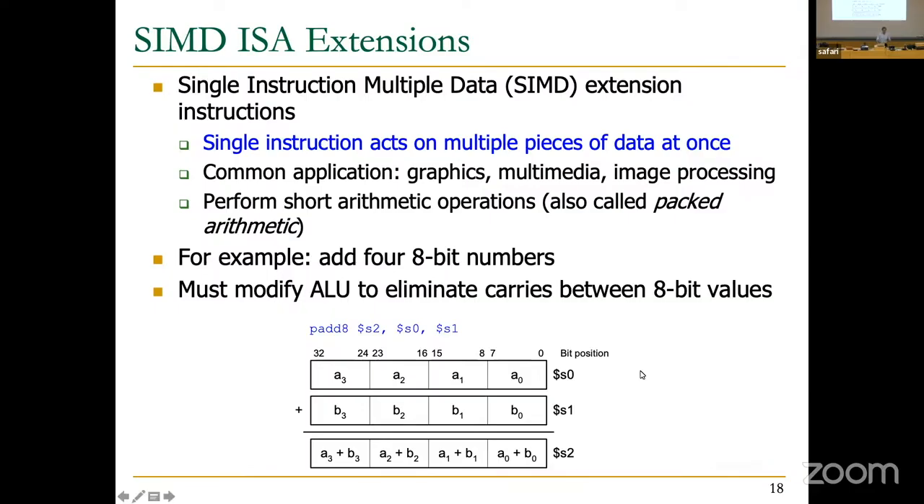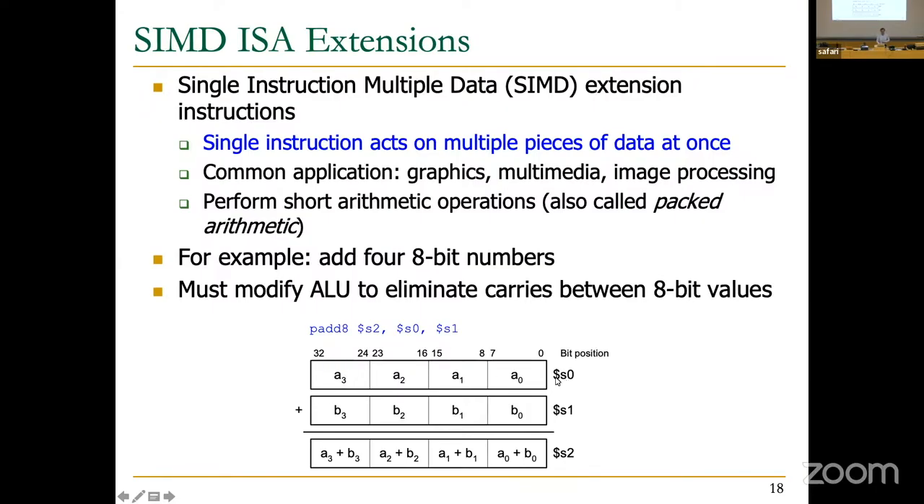Essentially, they did not want to change the ISA significantly or the execution model significantly. So they basically added these instructions that can perform short arithmetic operations, also called packed arithmetic. If you look at this example, it's a packed add 8. What does that mean? Basically, you're adding 4 8-bit numbers in a packed register. The register is 32 bits itself. Each element that you're adding is 8 bits each.